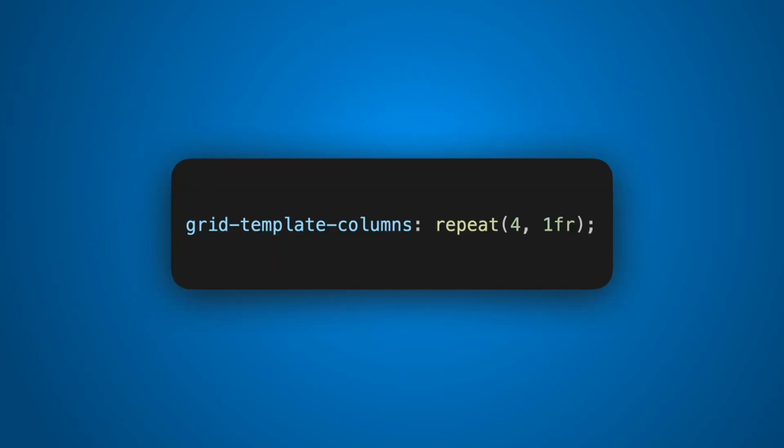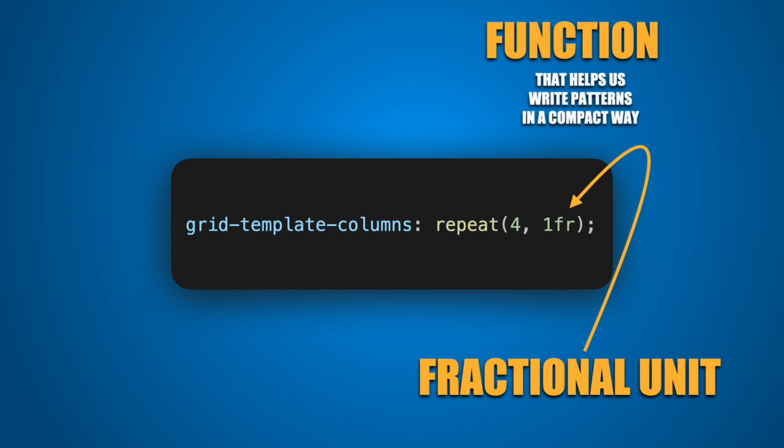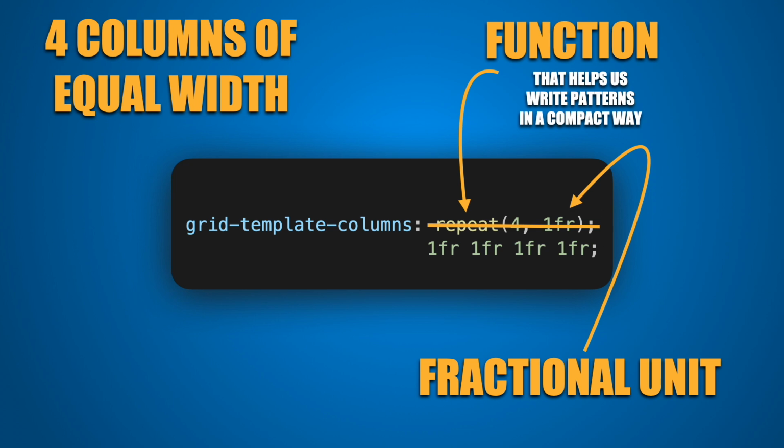This example sets our grid to have 4 columns of equal width. fr is a fractional unit and represents a part of the empty space. Repeat is a function that helps us write a pattern in a compact way. Repeat 4, 1fr is the same thing as writing 1fr 4 times. This tells our grid that we want to split all the available space into 4 columns of equal width.